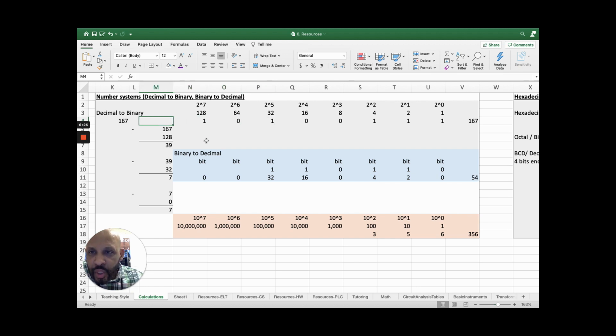Let's say we have a number, I don't know, let's say 120. This is a decimal number. We know what 120 is. Before we move into 120, let's think about what 121 is.